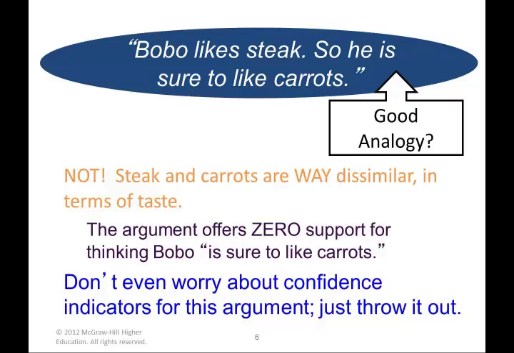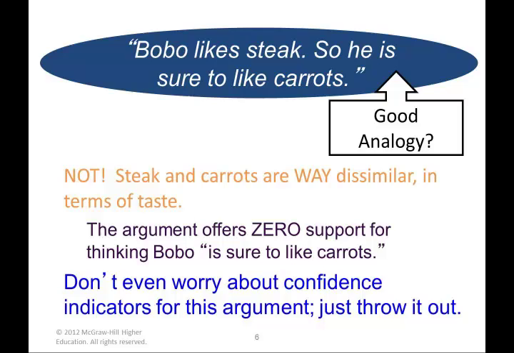But I digress. Bobo likes steak, so he's sure to like carrots. By the way, Bobo's a he, in case we were wondering. Is this a good analogy? No, it's really not a good analogy.